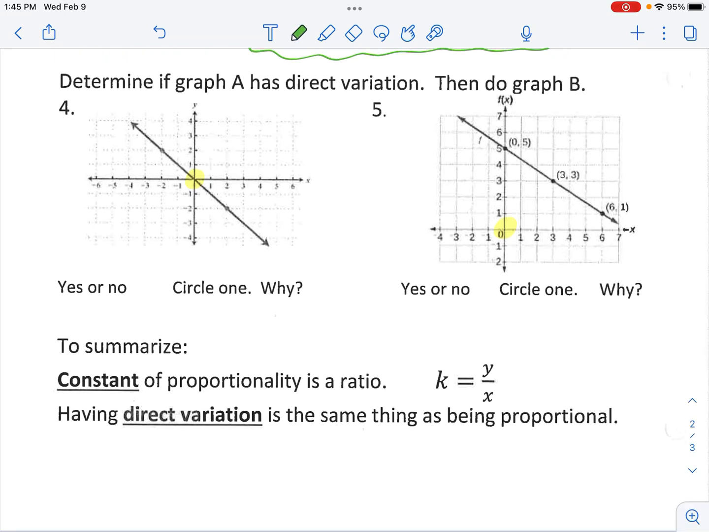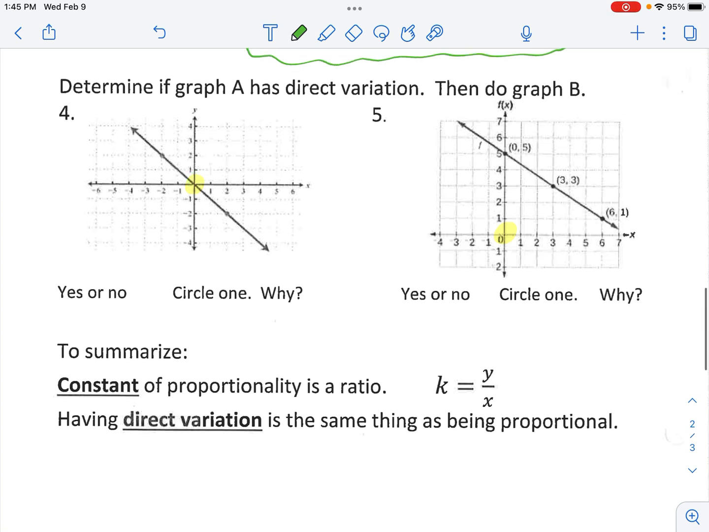So let's look at number 4. Do we have a straight line? Yes. Does it pass through points 0, 0? Yes. So yes, it has direct variation. Why? You would write, it is a straight line. I clearly need a new stylus that's going to write near to this. And it goes through points 0, 0. If you look at number 5, that's an automatic no, right? It's a straight line, but it does not pass through 0, 0. No.